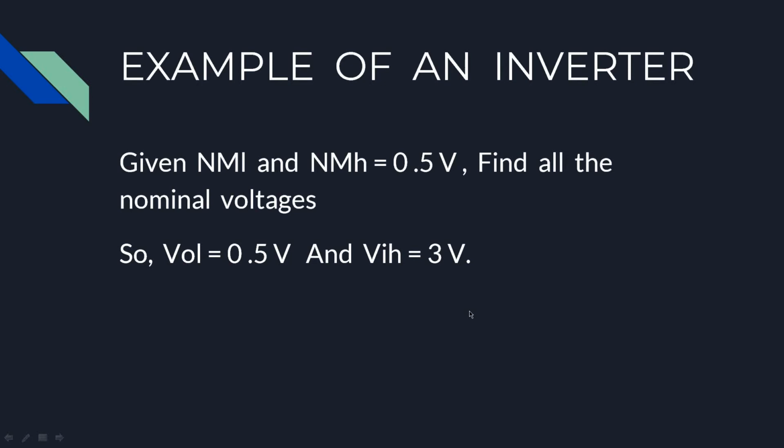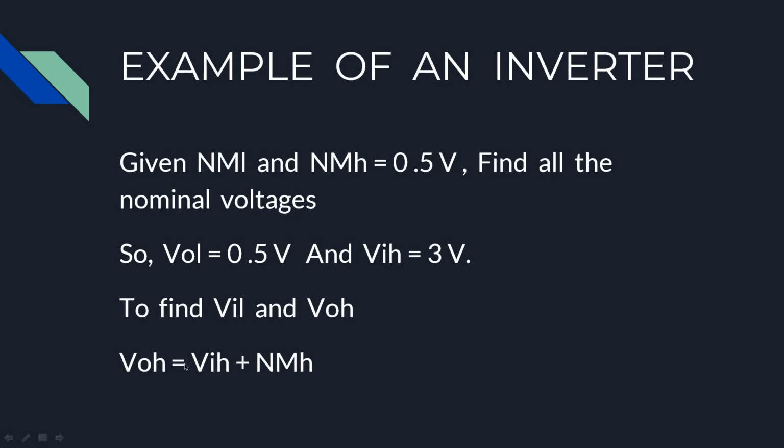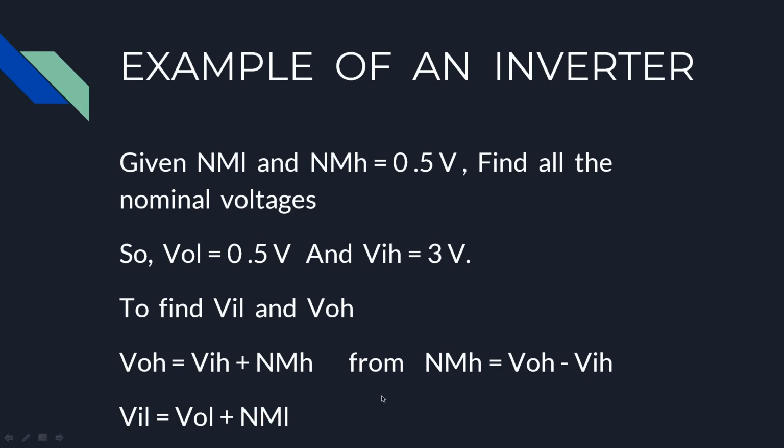So now to find the other two nominal voltages, that is VIL and VOH, we take the help of NML, the noise margin low, and NMH, the noise margin high. We know that NMH is equal to VOH minus VIH, so VOH is equal to VIH plus NMH. The same way, NML is equal to VIL minus VOL, so VIL is equal to VOL plus NML. By calculating that, we get VIL, which is equal to 1 volt, and VOH, which is equal to 3.5 volts.